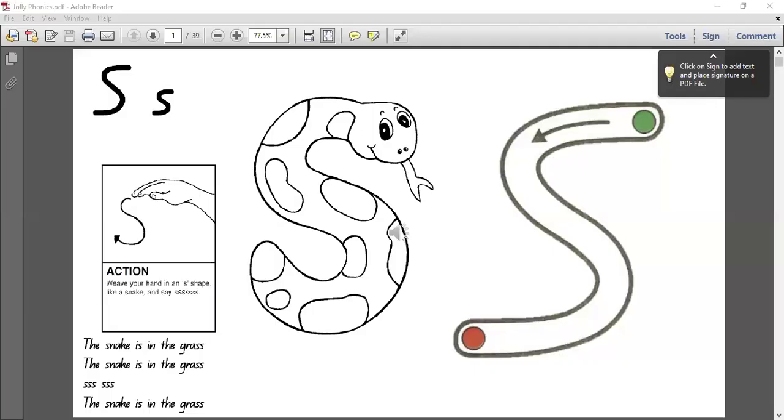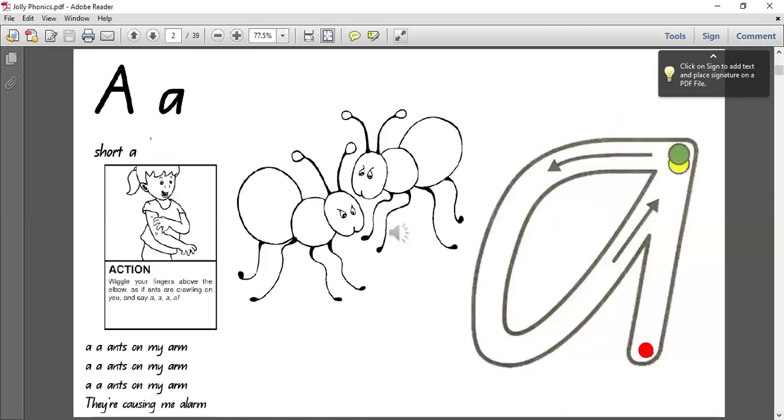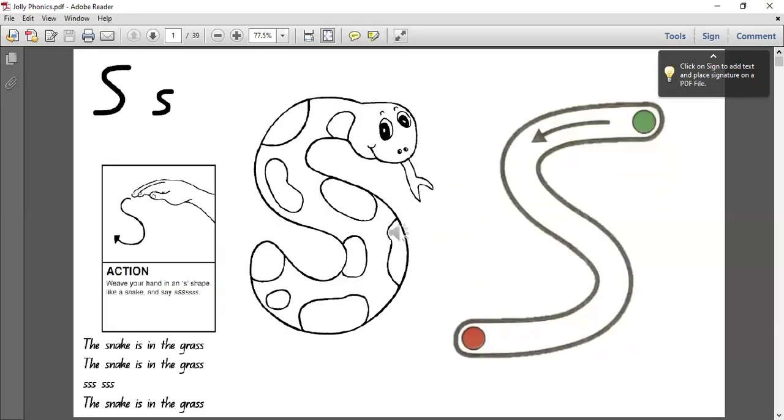Now, let's talk about the different actions. Every Jolly Phonics rhyme has an action with a proper presentation and language. For example, this is letter S. For letter S, you have to weave your hand in an S shape, like a snake, and say S.